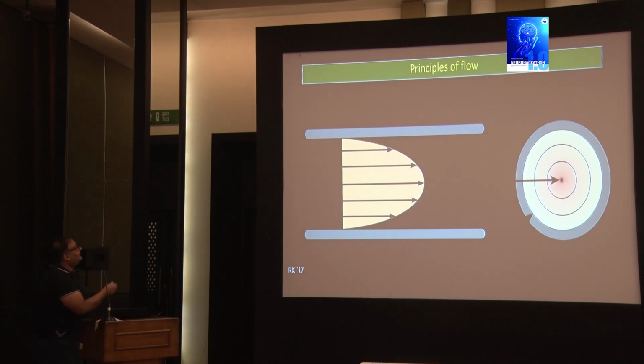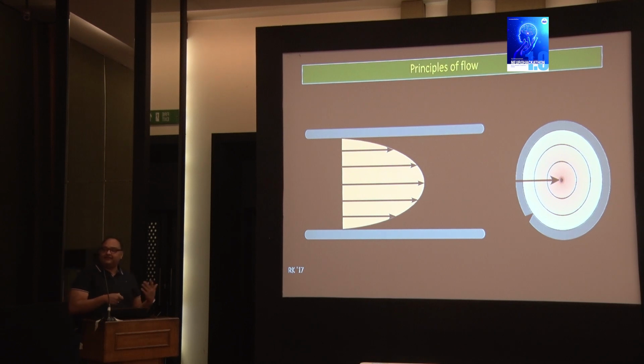This is for the reason that you do have some amount of friction between the column of blood and the endothelial lining, whereas the friction between the various layers of blood is not so much. So the central column of blood moves at a much faster pace, and the peripheral column of blood moves at a much slower pace. So you can imagine that the entire vessel of blood is made up of multiple concentric cylinders, each cylinder on top of each other.